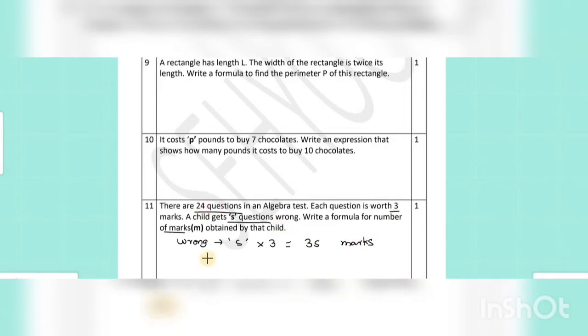Now, total marks is equal to 24 questions times 3 marks each, which is 72 marks. So, the child got 72 minus the wrong marks. So, 72 minus 3S.